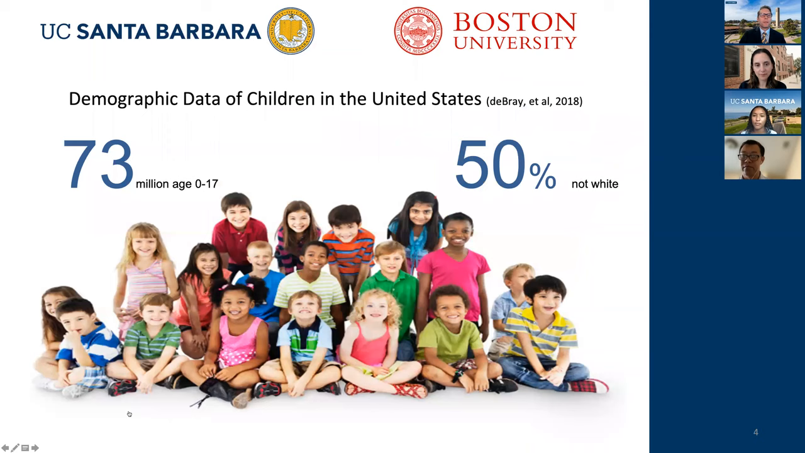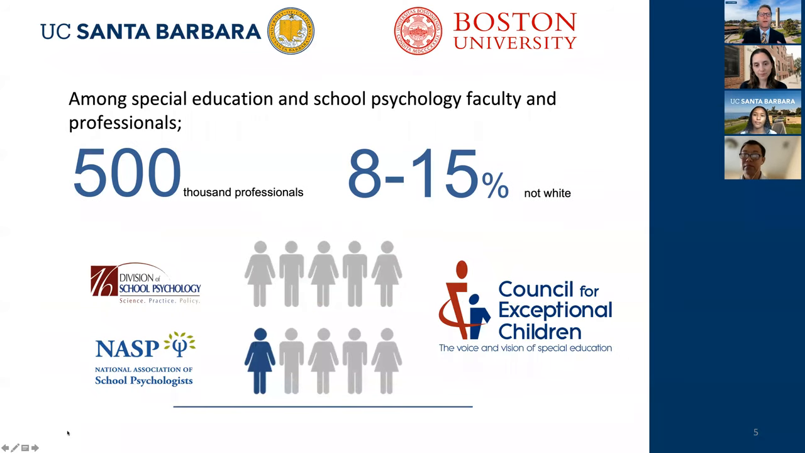In terms of demographic data on children in the US, it's notable that of the roughly 73 million children from birth to age 17, 50% of the children are not white. When we think about that in contrast to the population of school psychology and special education professionals, of the roughly 500,000 professionals, which includes faculty and practitioners, only about 8 to 15% are not white. You could remember this as roughly 1 in 10 being not white. And when we look at the previous illustration of at least 50% of the children in the United States being not white, we can see this disproportionate, inconsistent representation.